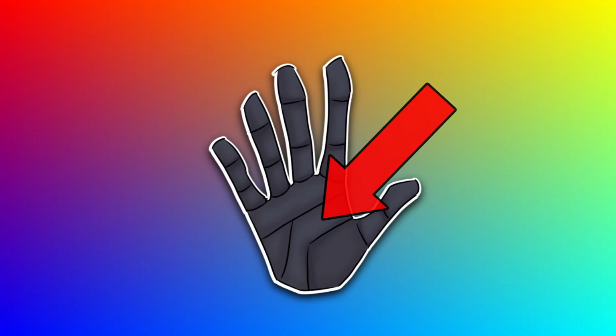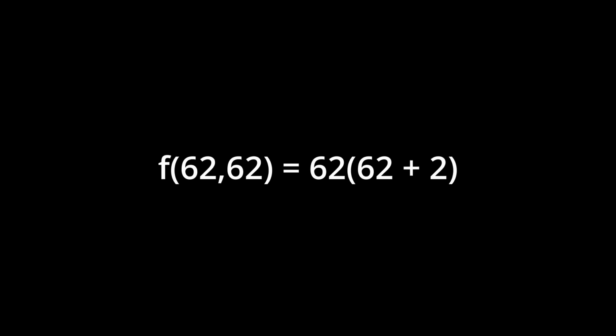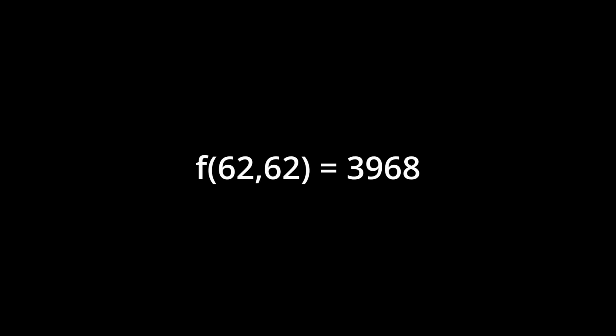So we have 31 ways to represent one hand, so that one hand has that one palm. So we get to double the options. 31 times 2, 62. So our n should be 62. Plug that into our equation, and we get 3,968.